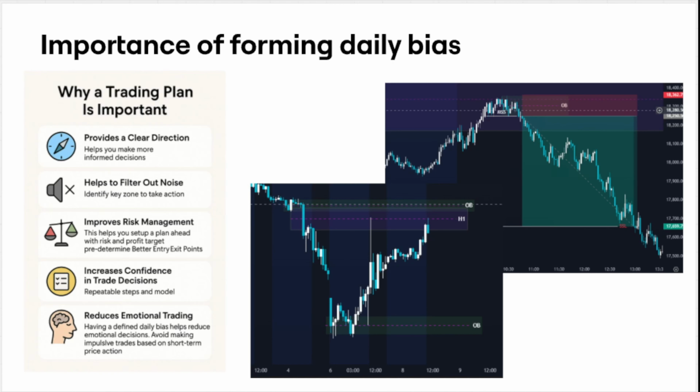Most of the time, it's not a strategy issue. Most of the time, it's because they haven't identified the overall higher time frame trend direction of the price. So I'll go over the importance of trading plans, why a trading plan is important. One is giving a clear direction of where the price is going to go, and that filters out a lot of noise. It also gives you clear risk and profit targets, where you already know how much you're going to be risking when you put on this trade and how much profit you're going to get.